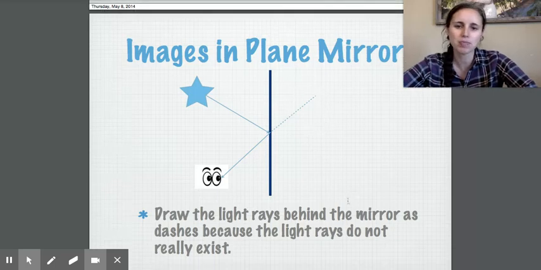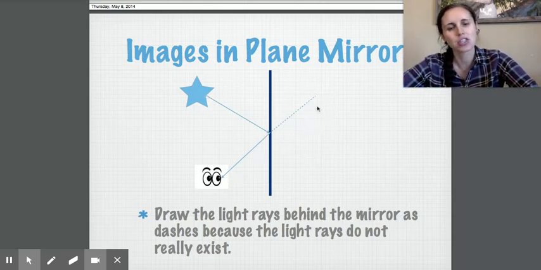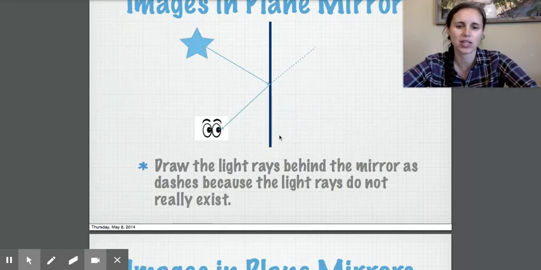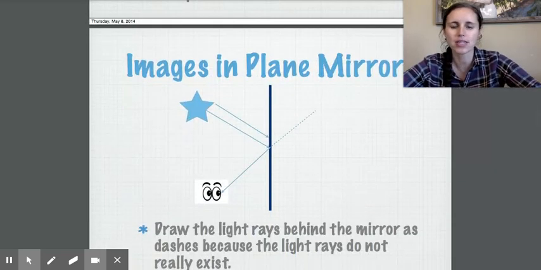Now, why are the light rays behind the mirror dashes? They're behind the mirror as dashes because they're not really there. That's an apparent light source. These light sources aren't actually there. This is just what your eyes or your brain thinks. So we draw them with dashes because it's an apparent light source. They don't really exist.